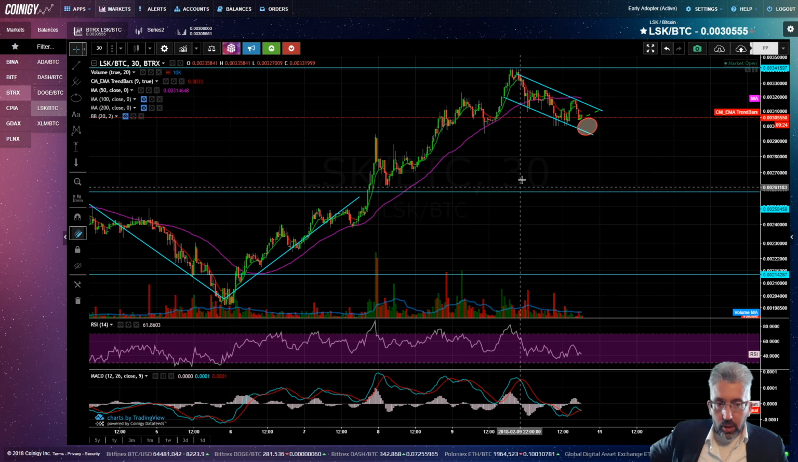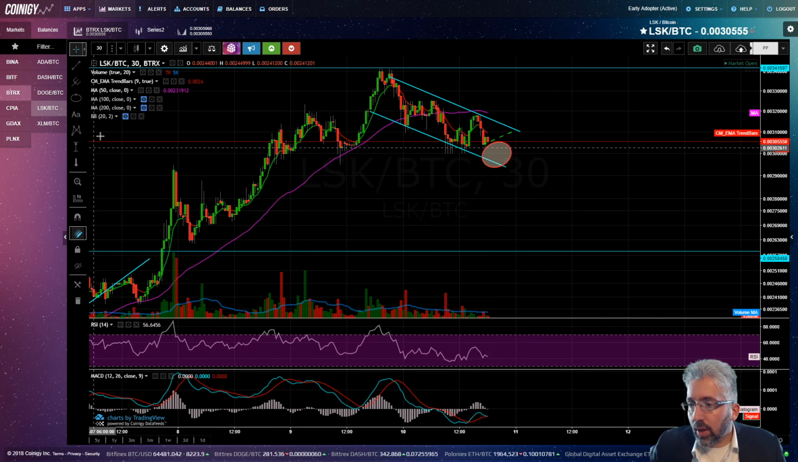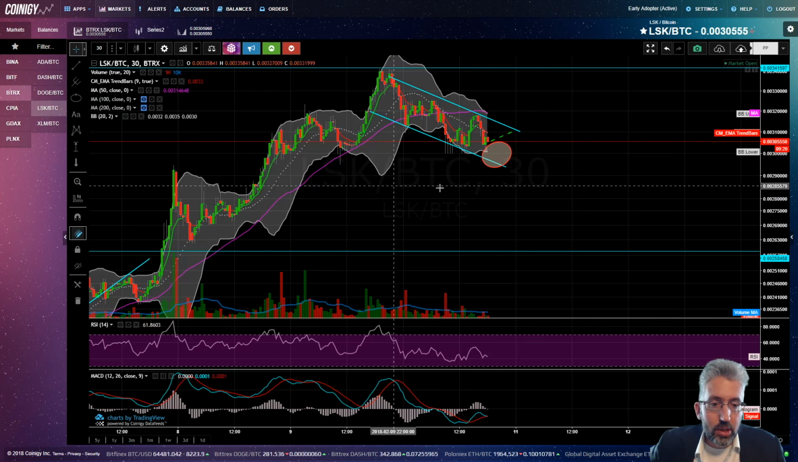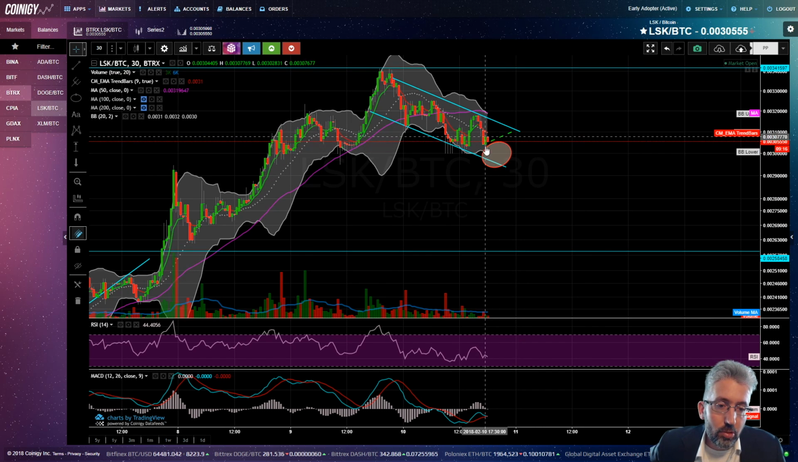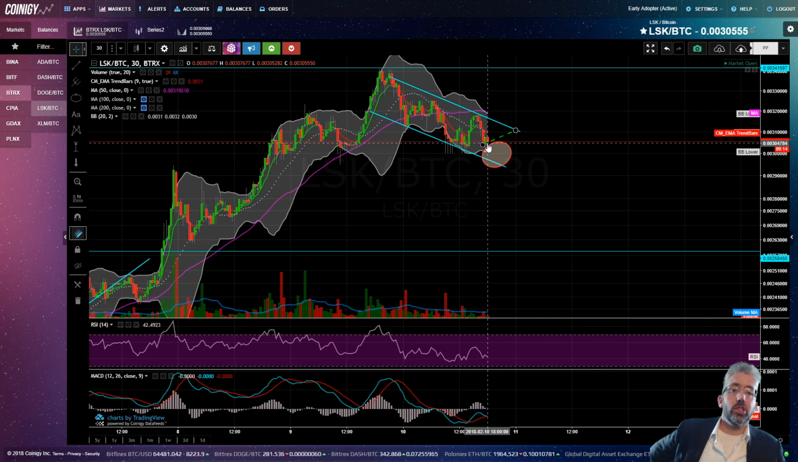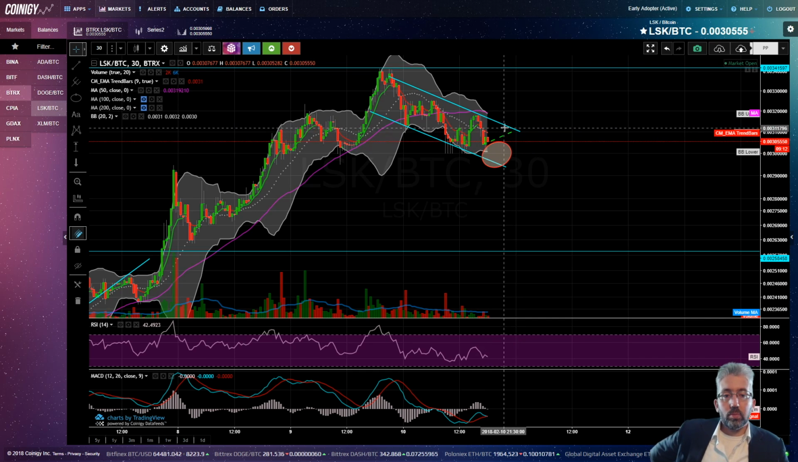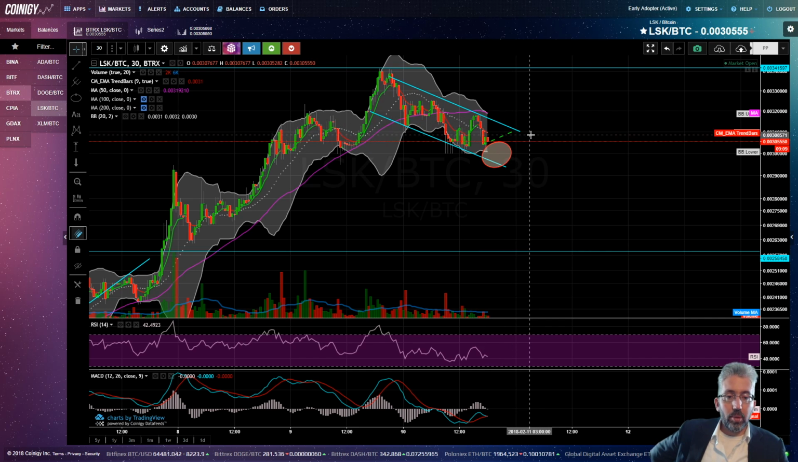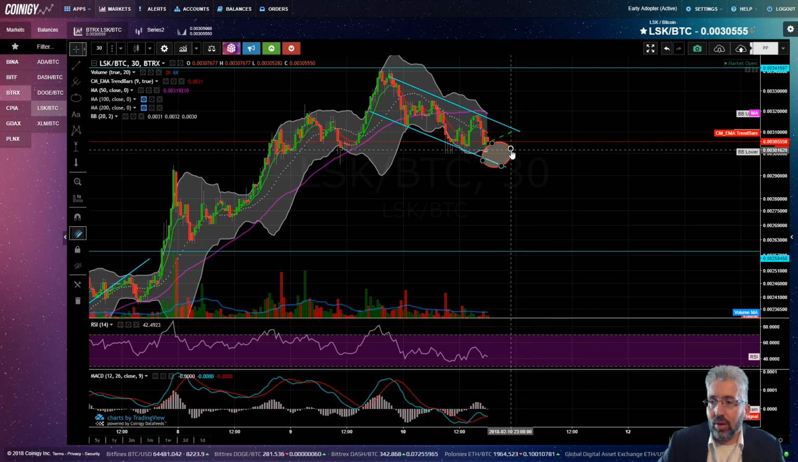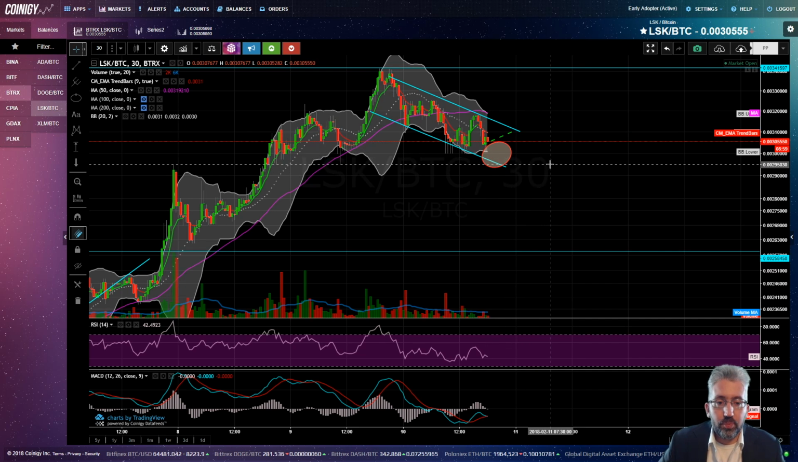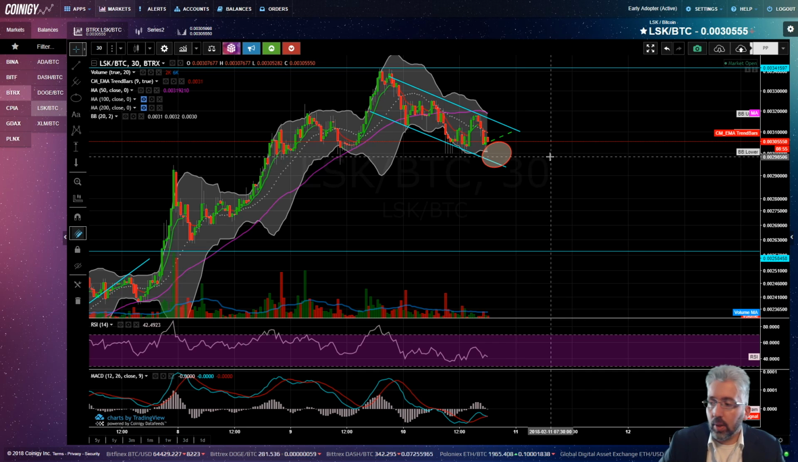So yeah, that would be it. You know what? I'm just going to add the Bollinger Bands just to see. Well, what we have here is we basically trade on the lower part of the Bollinger Band, which is also a bullish signal that we should probably be going up to the top level. So yeah, my opinion, not advice, is keep an eye out for this level on Lisk, let it mature a little bit more, and be careful with your trades.